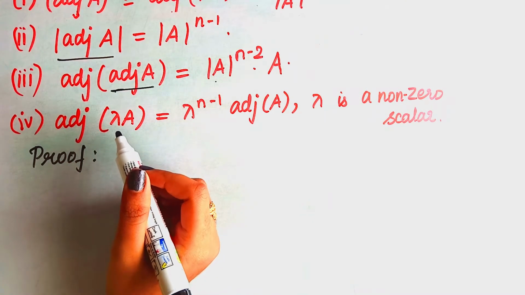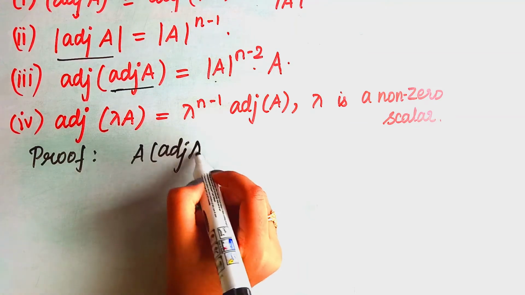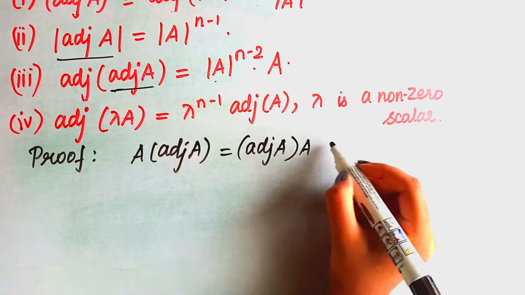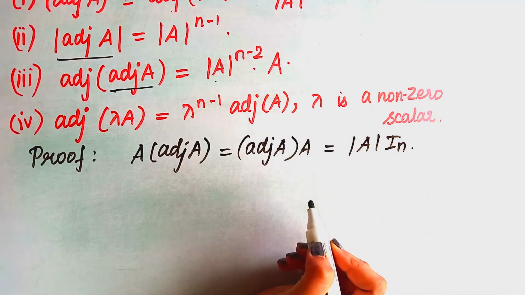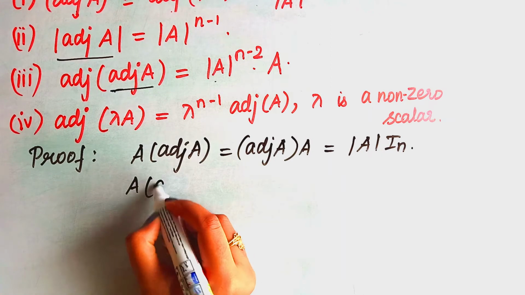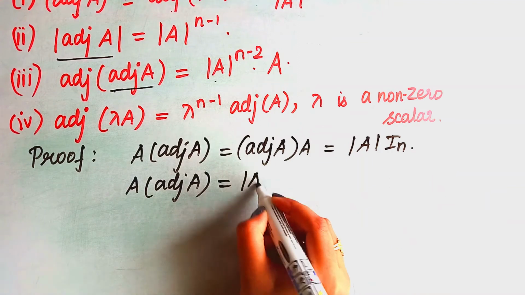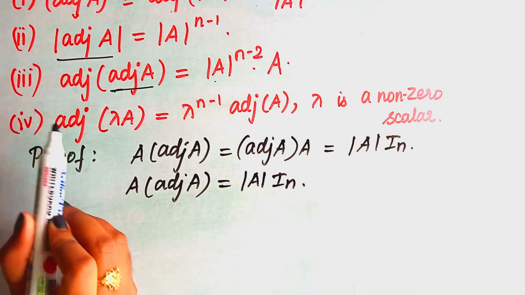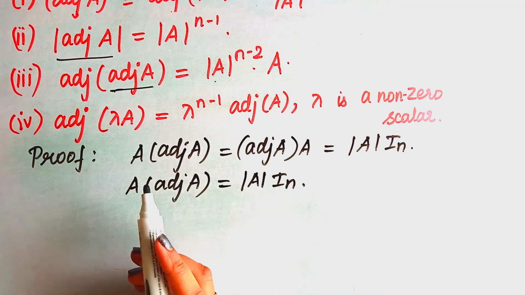So that's the reason we are going to take this formula, which is a into adjoint a is equal to adjoint a into a is equal to determinant of a into I n. So we are going to use this formula, and from it we are going to take any one term. I'm taking the first term, which is a into adjoint a, and comparing it with the last term, which is determinant of a into I n. In the question you can see there is only adjoint a, right? So we are going to keep adjoint a on the left hand side and take the remaining terms to the right hand side.